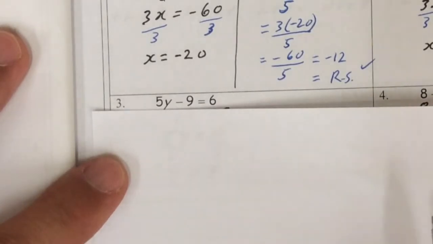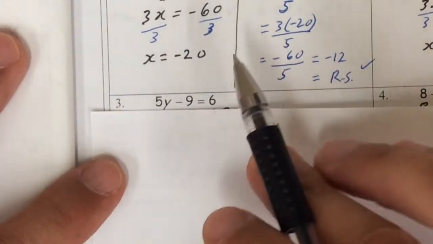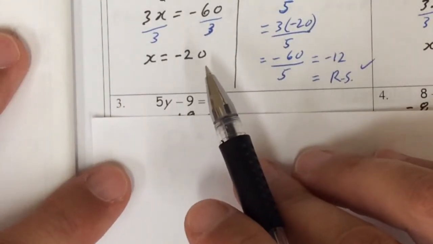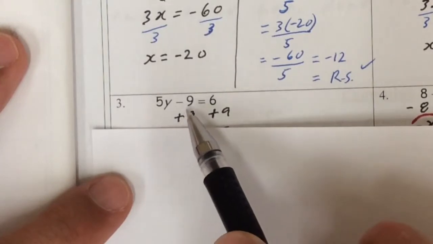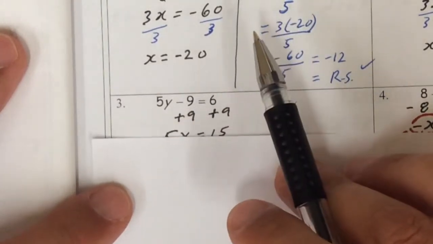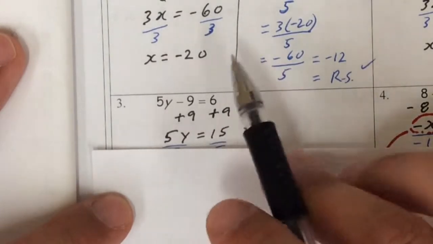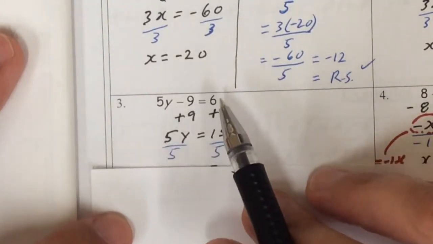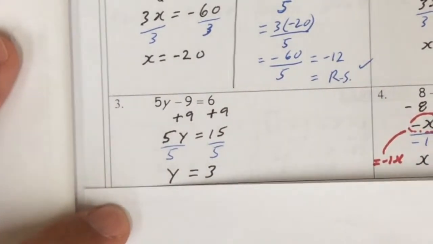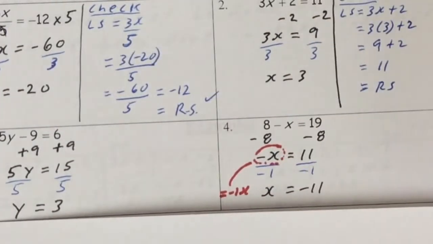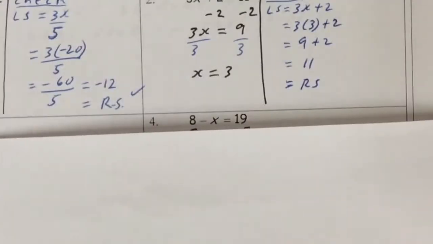Another example here: 5y minus 9 equals 6. The unknown could be anything, it doesn't have to be x. So with 5y minus 9, you're going to add 9 to both sides to get rid of the negative 9. Then you get 5y equals 15. Now to get rid of the 5, you divide both sides by 5, and you get y equals 3. I've been showing a check for that.